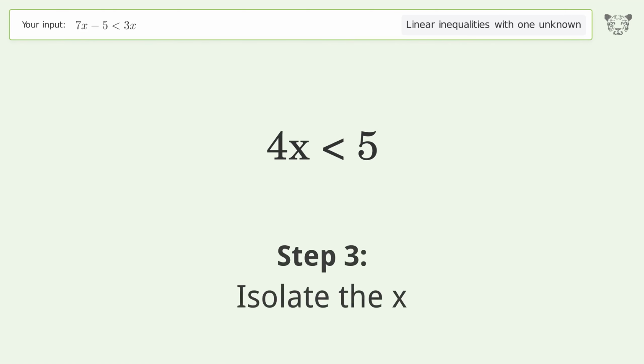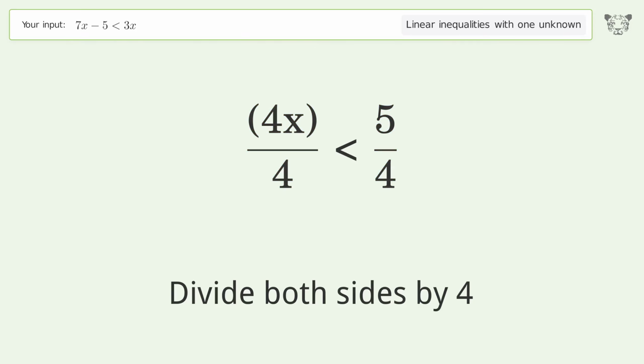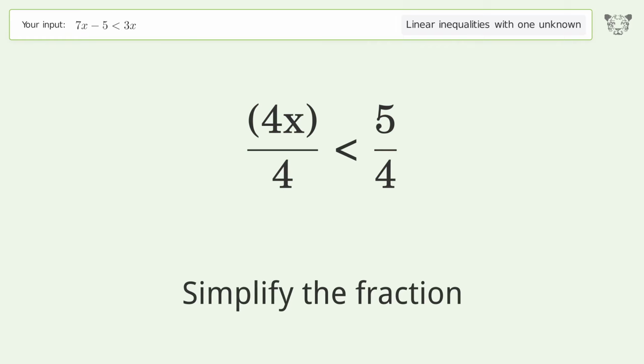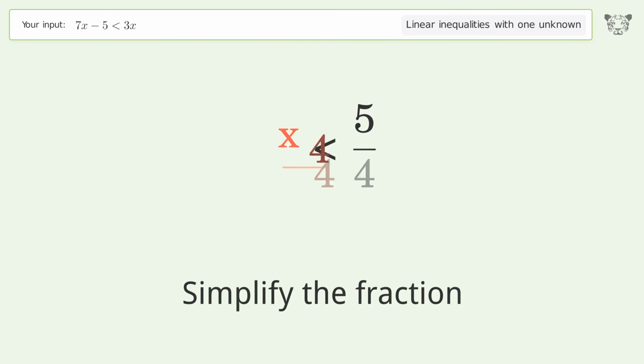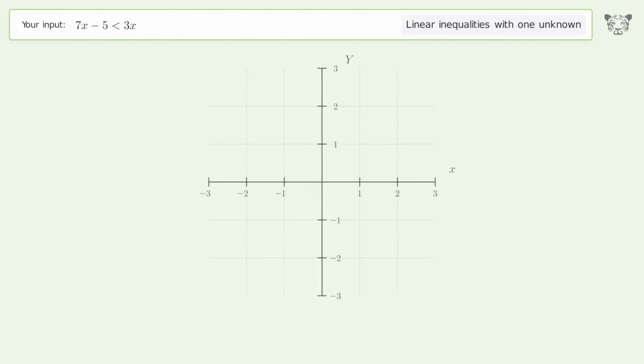Isolate the x. Divide both sides by 4. Simplify the fraction. Plot the solution on a coordinate grid. And so the final result is x smaller than 5 over 4 smaller than 11 over 4.